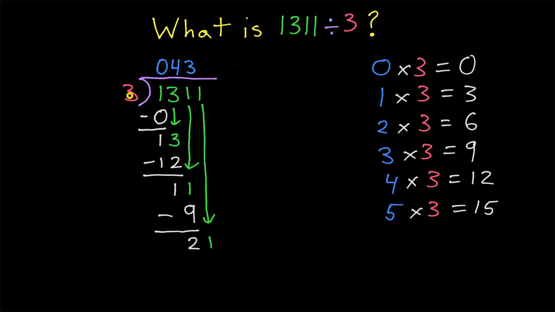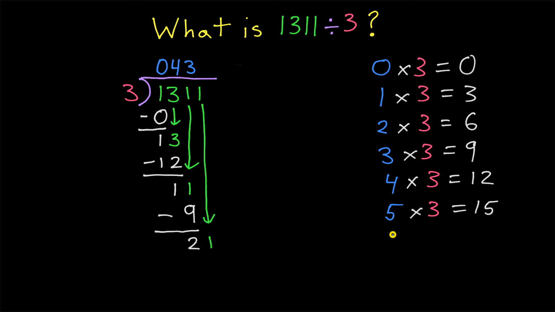And so now ask yourself, what is the highest number times 3 that is less than or equal to 21? 0 times 3 is 0. 0 is less than or equal to 21. 1 times 3 is 3. 3 is less than or equal to 21. 2 times 3 is 6. 6 is less than or equal to 21. 3 times 3 is 9. 9 is less than or equal to 21. 4 times 3 is 12. 12 is less than or equal to 21. 5 times 3 is 15. 15 is less than or equal to 21.